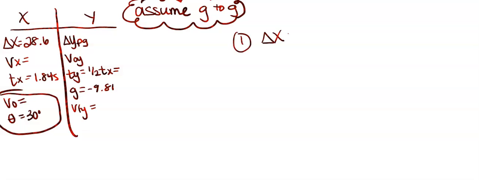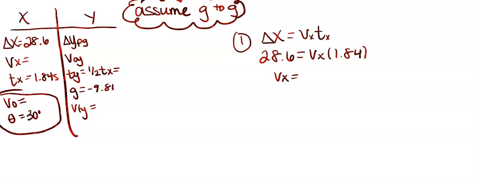So given the fact that we know 2 of the 3 x values, we're going to use delta x as vx tx to figure out what our x velocity is. So that's going to be 28.6 equal to vx times 1.84. So solving, we get a velocity in the x direction of 15.54 meters per second.